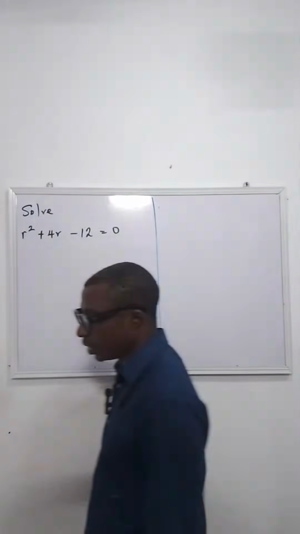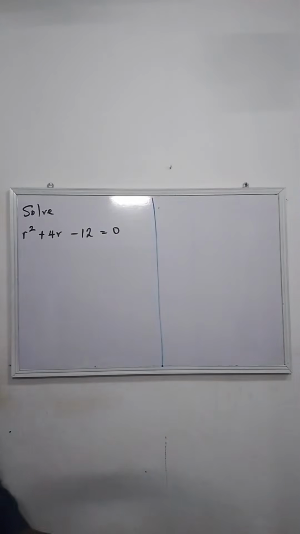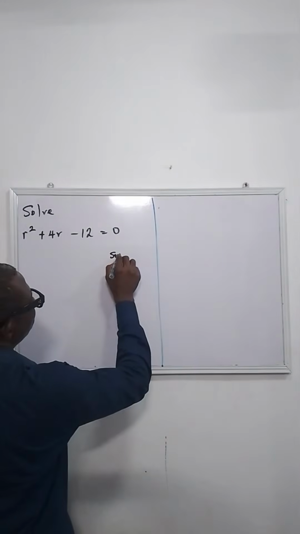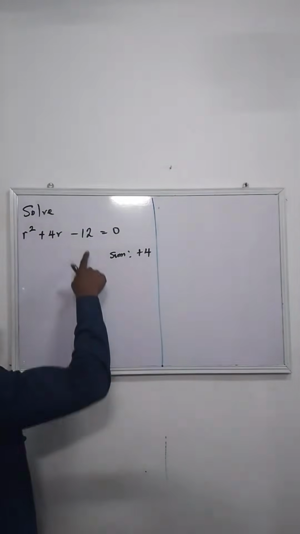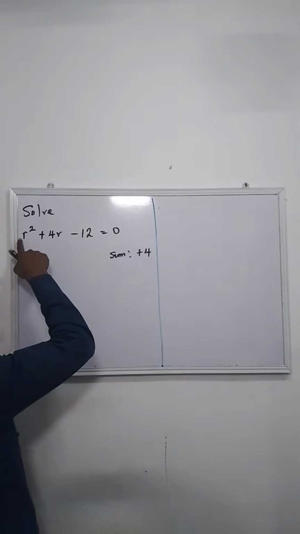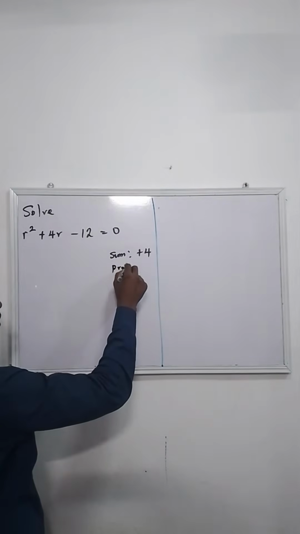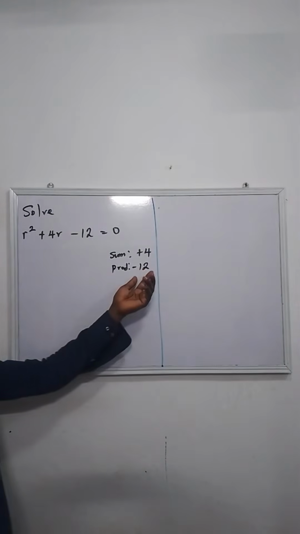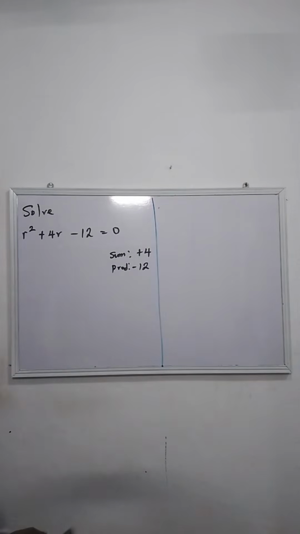So how do we solve this problem? The first thing is to identify the sum and product. The sum is the coefficient of r, so sum is plus 4. And the product is the coefficient of r squared times this number that is independent of r. That is, product is negative 12. So we need two numbers that, when multiplied together, give negative 12, and when added together, give 4. What are the two numbers?